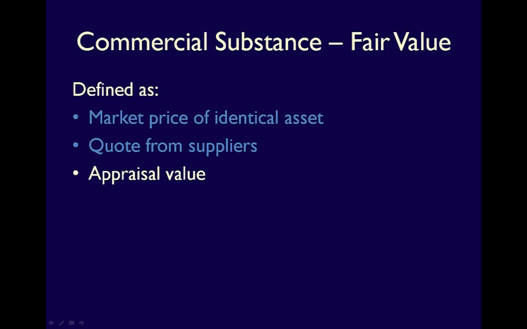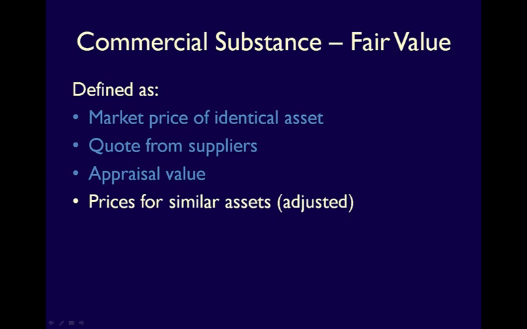It might be an appraisal received from an experienced supplier, although this can be subjective as different appraisers might provide totally different appraisal values. We could use prices for similar, but not identical, assets, adjusted for differences such as age, operating efficiency, and capacity. Or we could use published information on average prices for specific used assets, such as the Blue Book value for cars. All of these are acceptable measures of fair value.